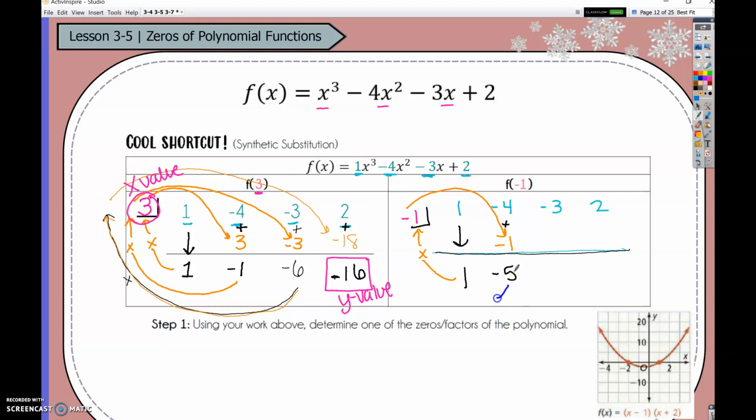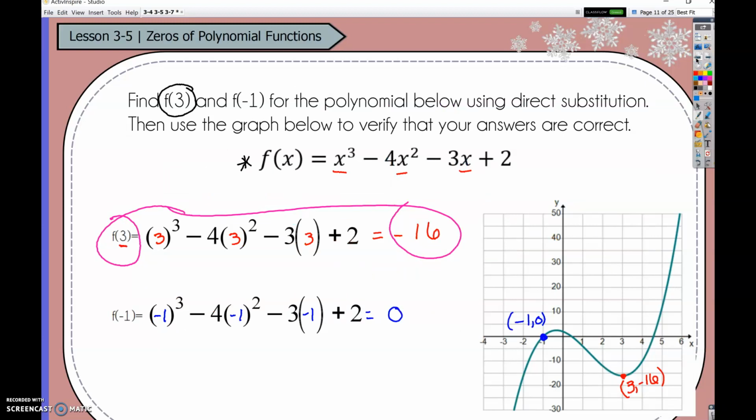I'm going to multiply negative 5 times negative 1, which makes positive 5. Then if I add these together, a negative 3 plus 5 makes a 2. I'm going to multiply 2 times negative 1, and I get negative 2. And when I add these together, I get 0, which if you recall on the last slide when we plugged in negative 1, we actually got 0 for our y value. It's because it was the x-intercept.